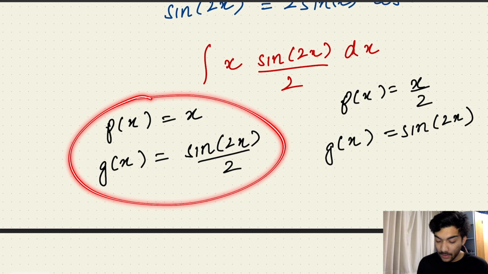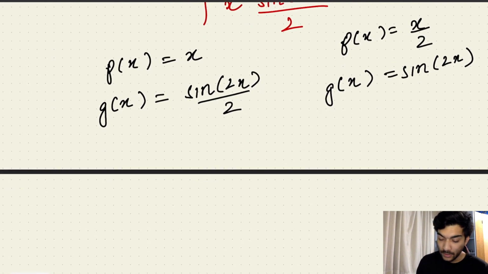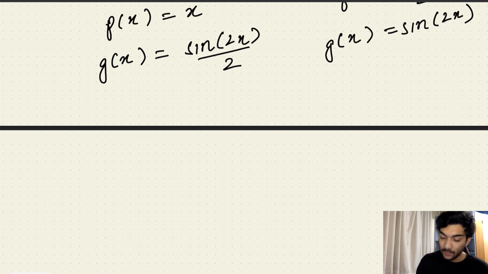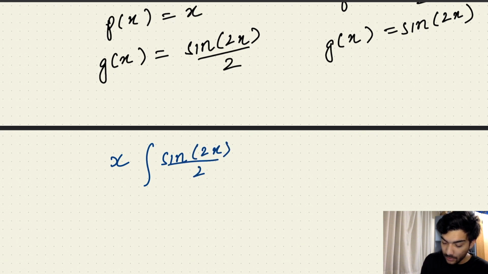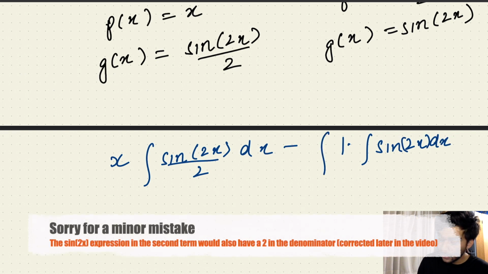So now, since we are taking this approach, let's calculate the integral using integration by parts. We know the formula for integration by parts, which is first function as it is, integration of second, minus the integral of the differentiation of first times the integration of second.